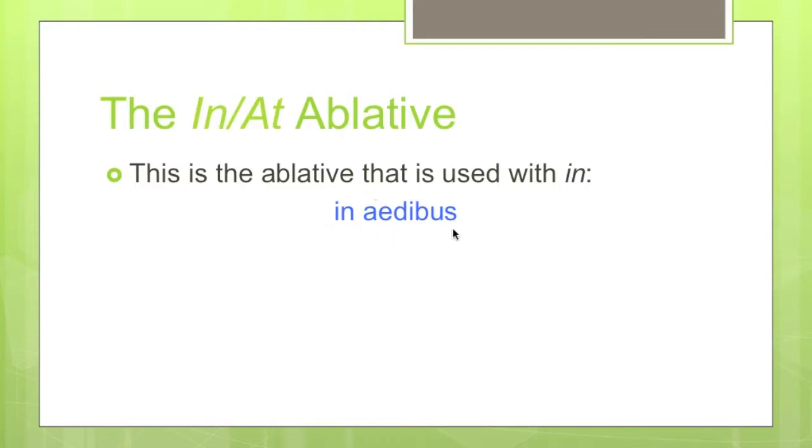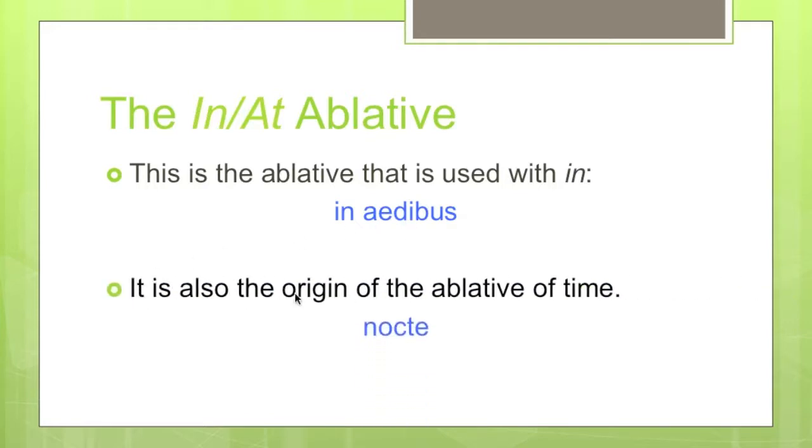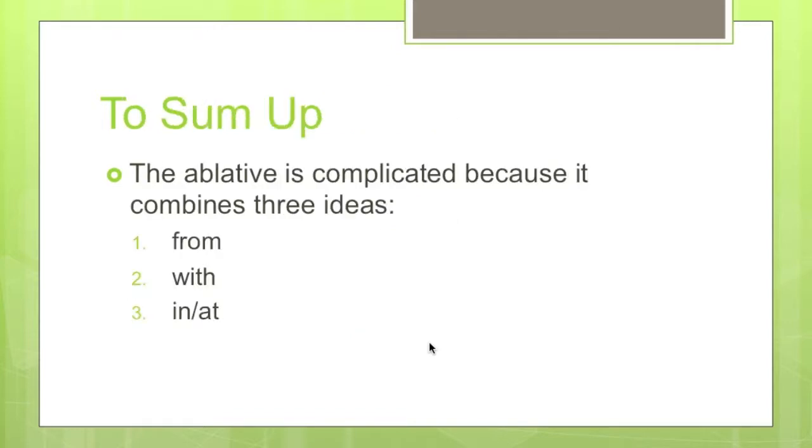This is the ablative used with in. For instance, in aedibus, in the house. You're giving the location. You're telling where something is. It is also the origin of the ablative of time. When you say nocte, at night, you're essentially locating something in time. Therefore, this is also an example of the in or at ablative.